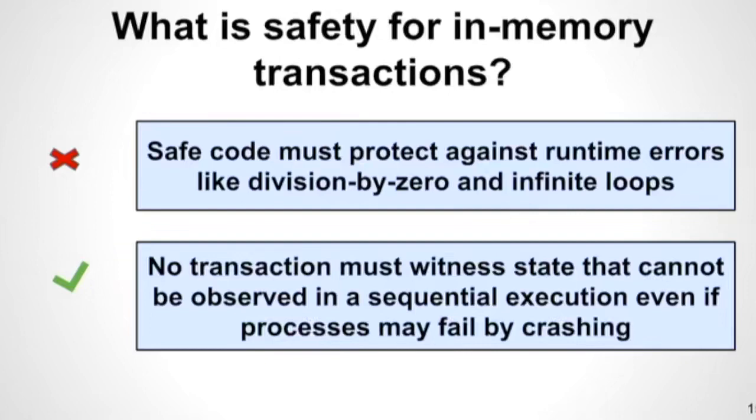So what is safety for in-memory transactions? The safe code must protect against runtime errors like division by 0 or running into infinite loops, simply because the transaction witnesses an inconsistent state of the system configuration. From our point of view, safety basically means, in very informal terms, that no transaction must witness state that cannot be observed in a sequential execution, even if the processes executing the transaction may fail by crashing. So is that clear? What it means is that nothing can happen during the execution of a concurrent transaction which could not have happened when the same transaction ran sequentially without any concurrency.